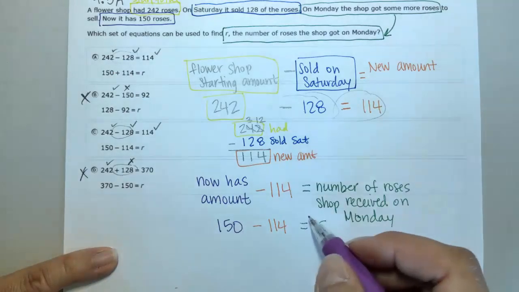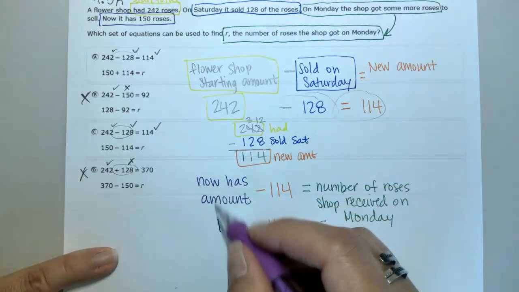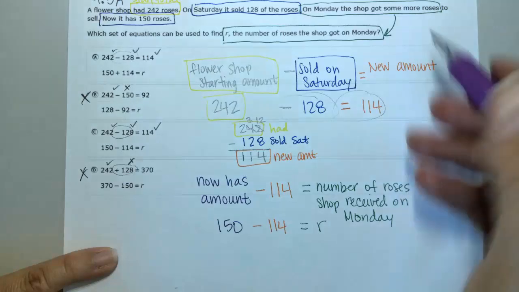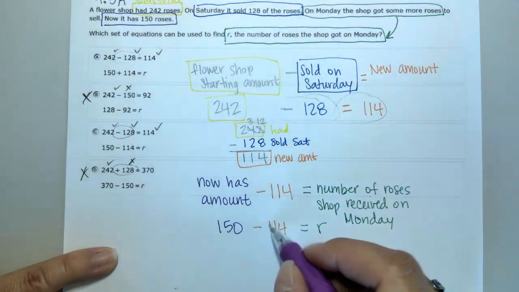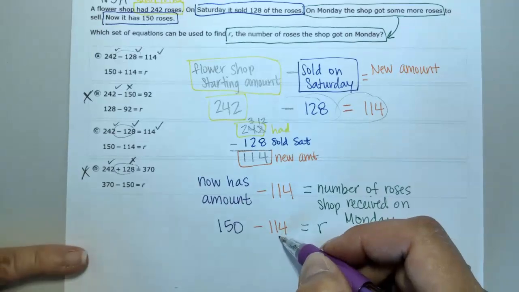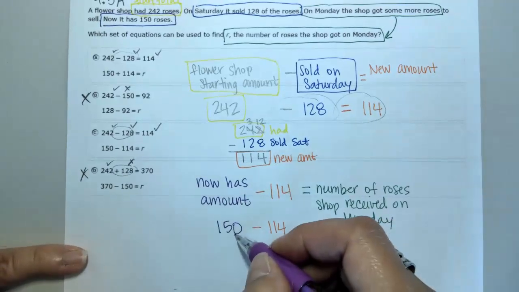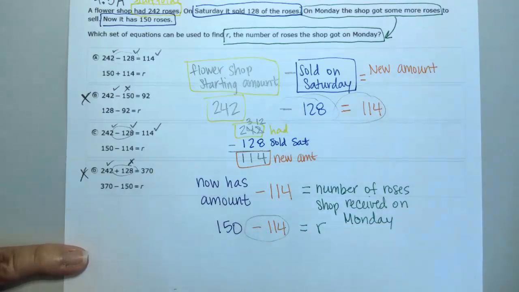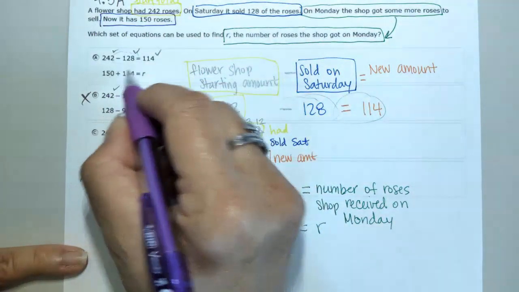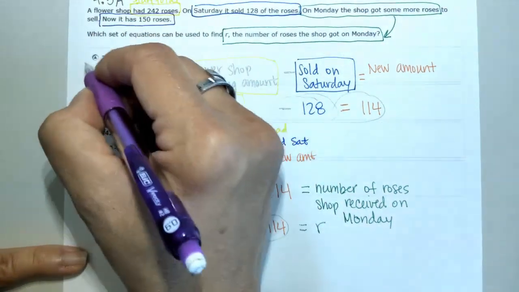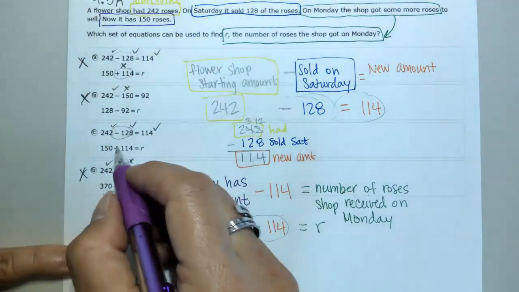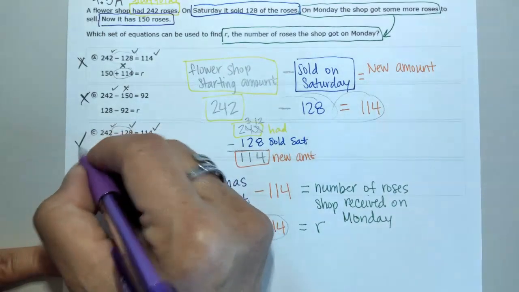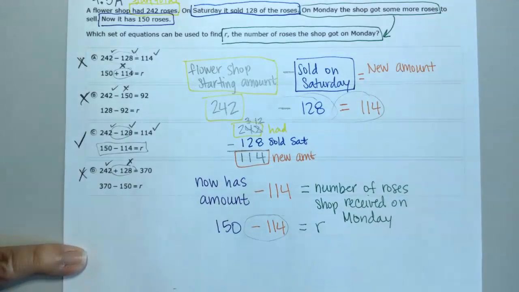Okay. Now the flower shop now has 150. To figure out how many roses they received on Monday, I need to take out the amount after Saturday's sales from the amount that it now has. So that is going to be subtracting 114. So it's not going to be A. It's going to be C. This will tell me the number of roses the shop received on Monday. So my answer option is C.